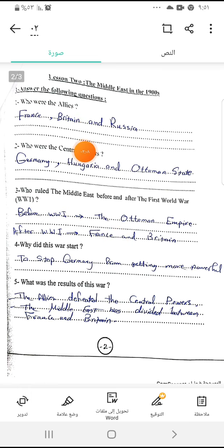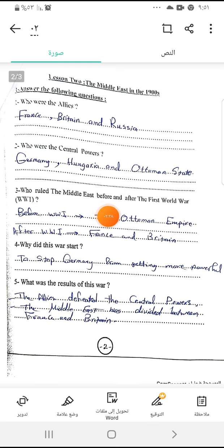Next, this lesson is about World War I. Question 1. Who were the Allies? Of course, you know that in World War I there were 2 groups of countries against each other. The first group was called the Allies. They were France, Britain, and Russia. And the other group was called the Central Powers. They were Germany, Hungary, and the Ottoman state.